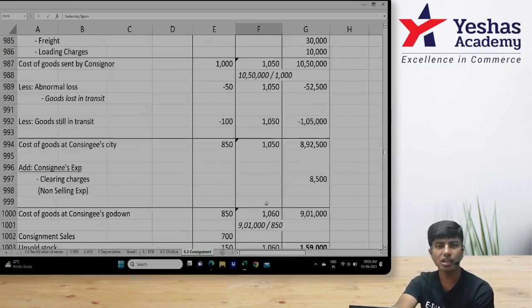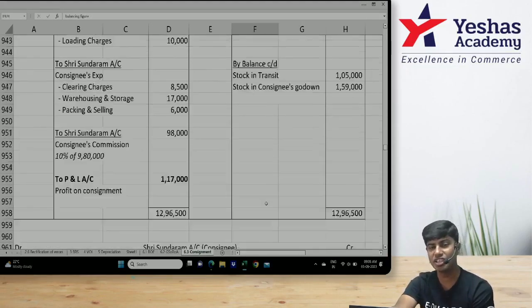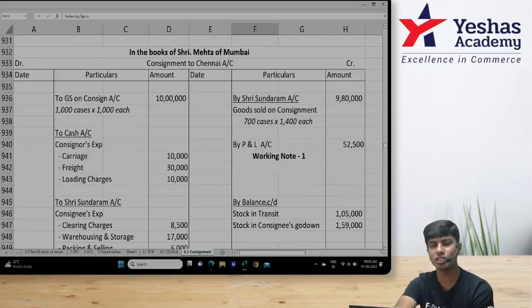Easy. Copy this. Then for a change, I'll make you do the Raj of Gwalior question in the class. Let's see how many of you will do it. Copy this, quick.